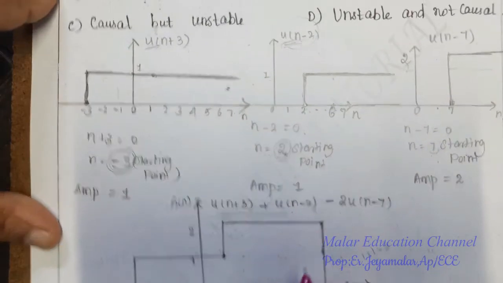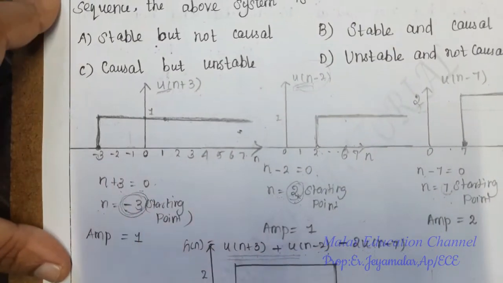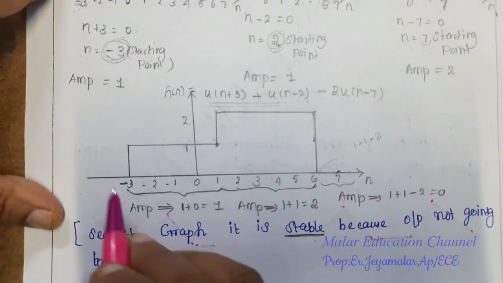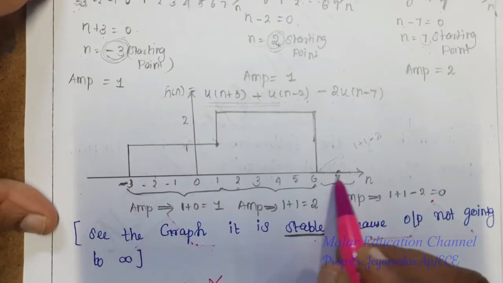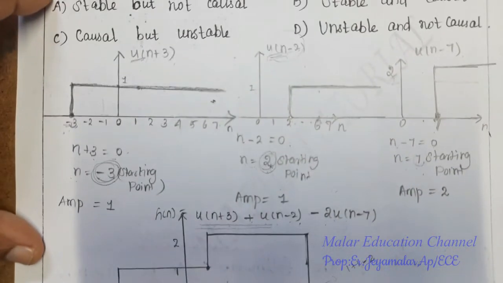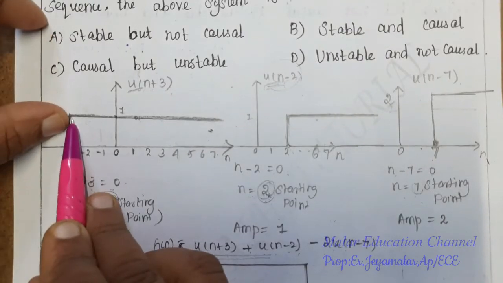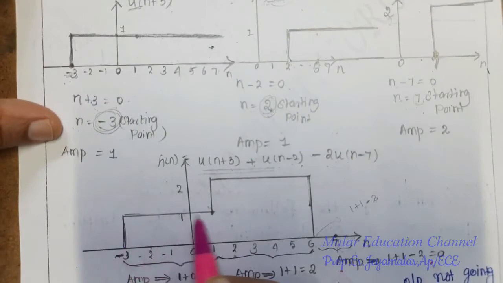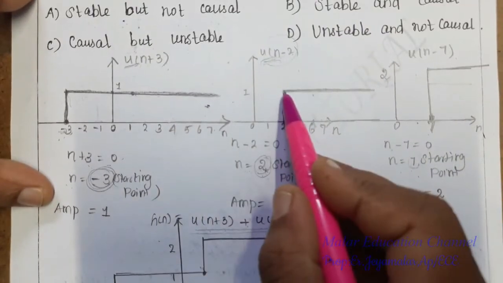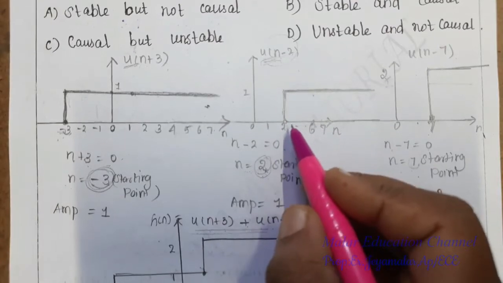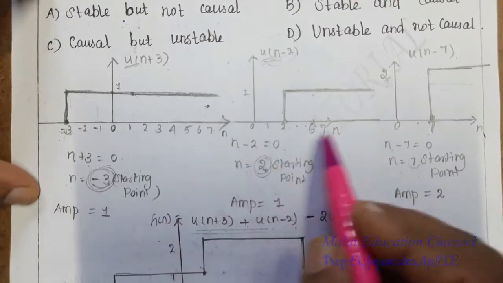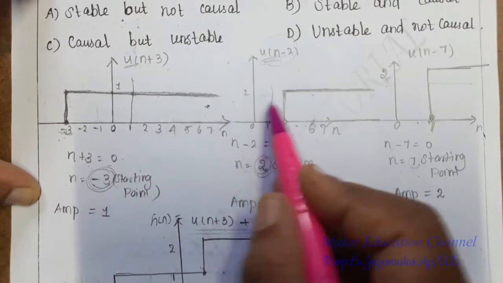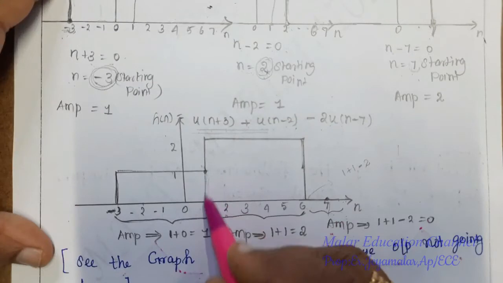See here, the starting point is minus 3, isn't it? The ending point is 7. So the waveform range is from minus 3 to plus 7. At minus 3, the amplitude is 1, likewise going on up to 1. Up to 1, the amplitude is 1.